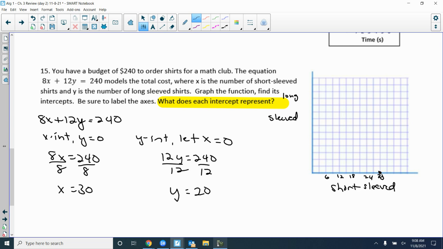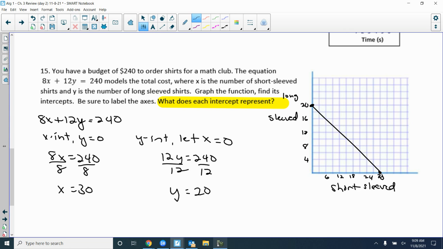Well, every line was 2, but I marked it 4. 4, 8, 12, 16, 20. And then that one you can just stop. That one does not need arrows because you cannot have a negative number of shirts, short sleeve or long sleeve shirts. But you got to make sure you have that explanation. You got to incorporate both pieces of the x-intercept and y-intercept, (30, 0) and (0, 20).